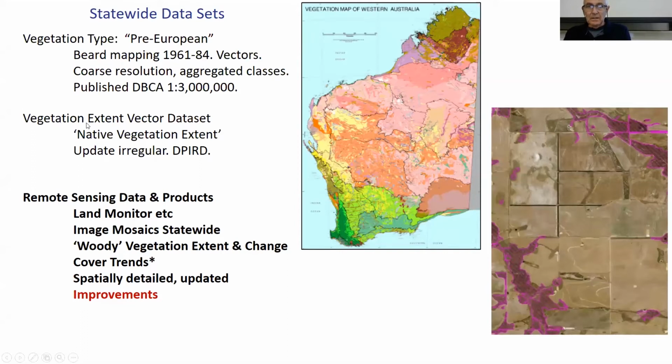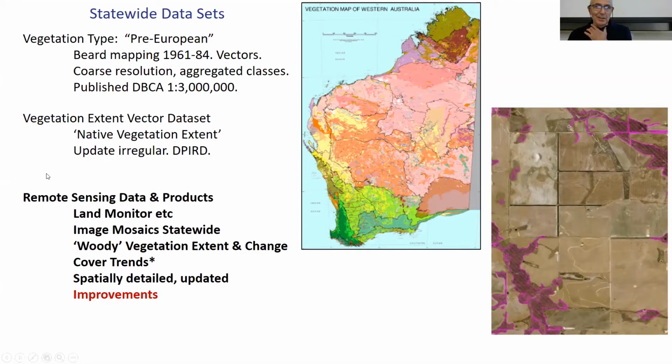In terms of the existing native vegetation, there's a vector data set. There's the pink lines here over a photograph. It's known as the Native Vegetation Extent Dataset. It's updated manually and irregularly by DPIRD. So these datasets are essentially static, and they're not really amenable to answering a lot of the questions or even providing the context for a lot of the pressing management questions that agencies are faced with.